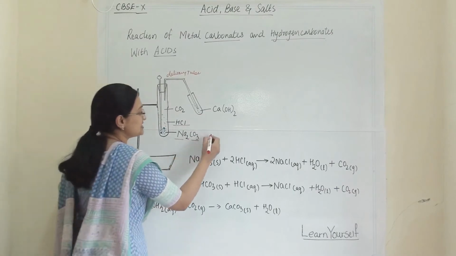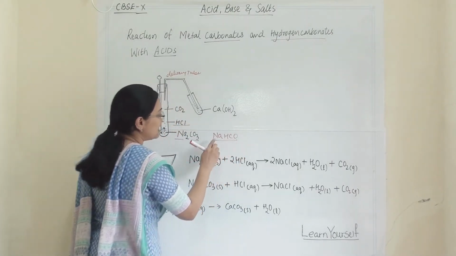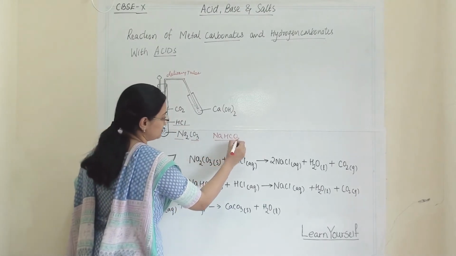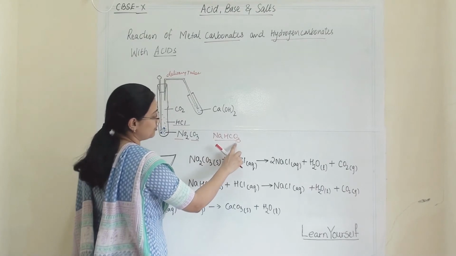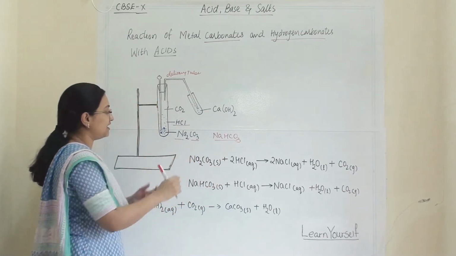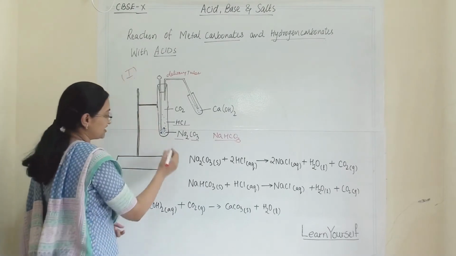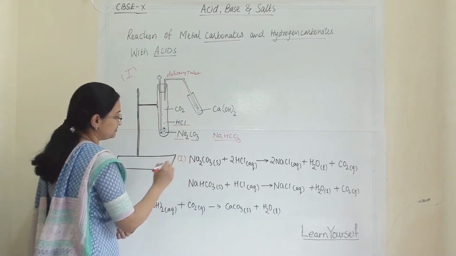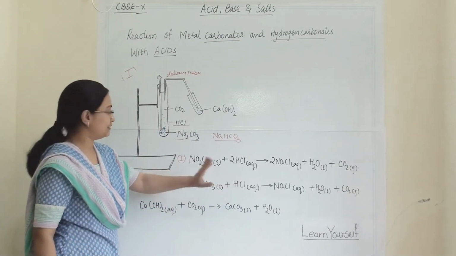If it is NaHCO3, then we will say metal hydrogen carbonate. But here, in the first part of the experiment, I have taken the carbonate. This is the first part of the experiment and this is the first reaction. This is another reaction. We are going to talk about it later.